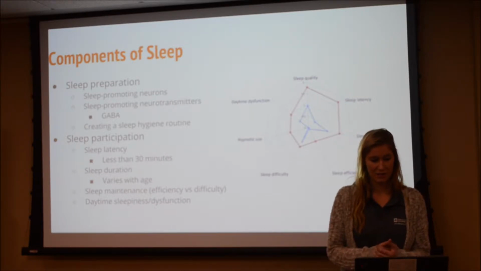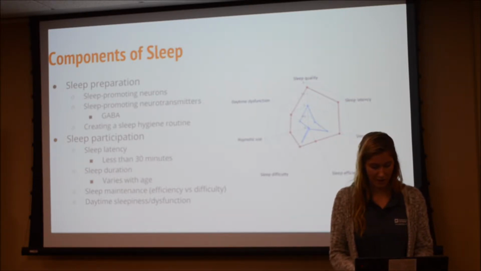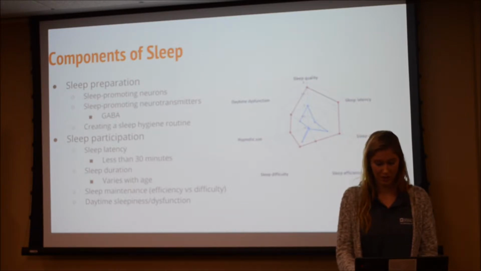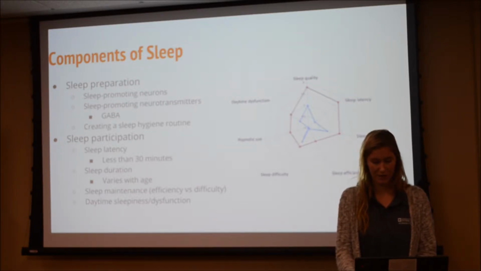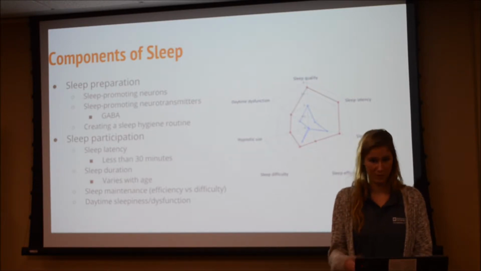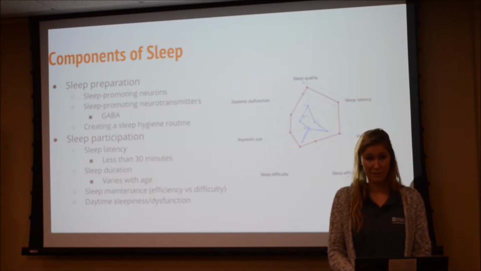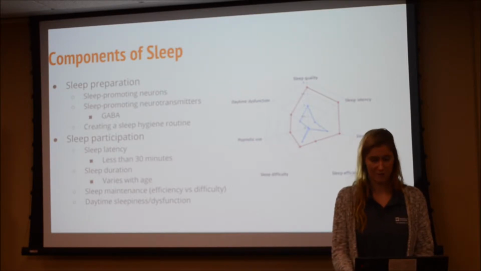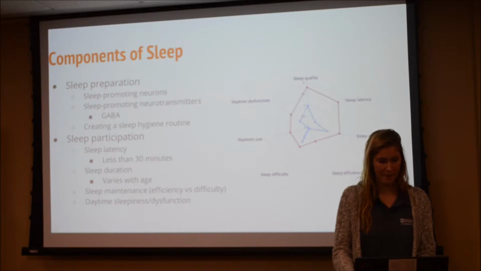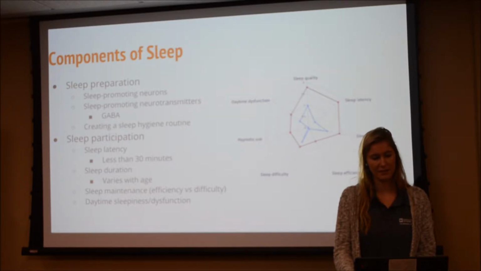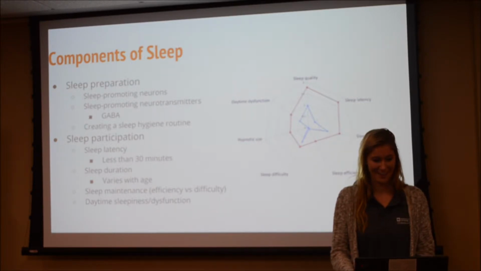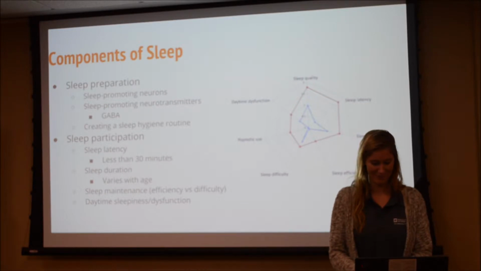And sleep duration varies with age, but for school-age children, you should be getting 9.5 hours. For adults, 7 to 9 hours, and for older adults it will be less, around 6. And this can also be impacted by genetics, along with other sleep disorders. And then sleep maintenance. And then also we have daytime sleepiness and dysfunction.